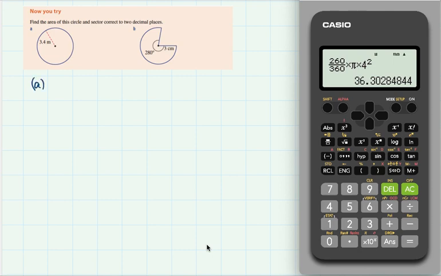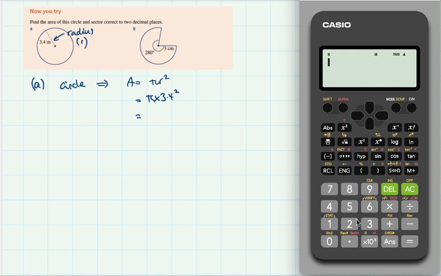So let's have a look at question A. Now question A is a circle, that's the shape. Write out the formula. The next step is to find what the area is. Now the radius, r, is 3.4 meters. So let's sub that in. Let's go to our calculator to calculate. And we need to go to 2 decimal places again. Our answer is 36.32 meters squared.